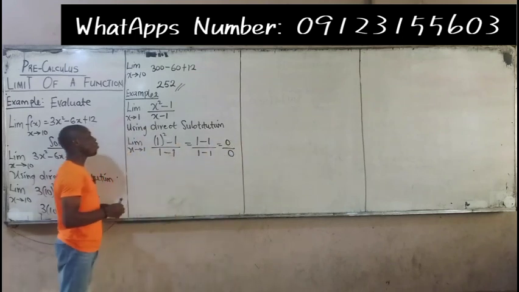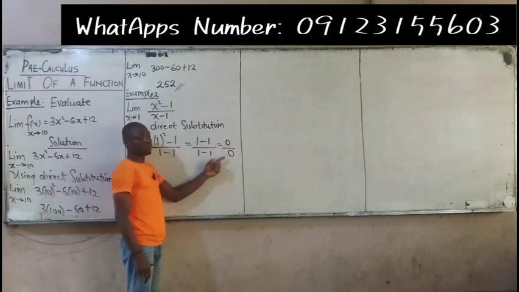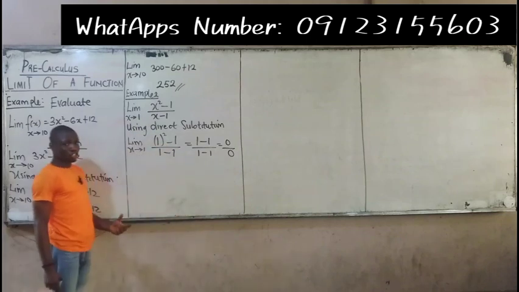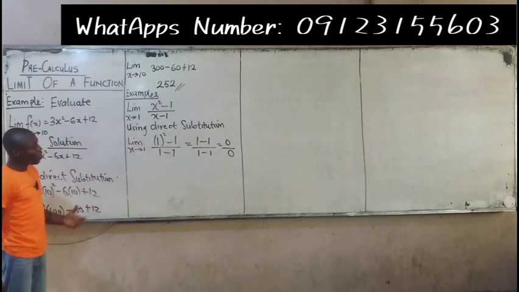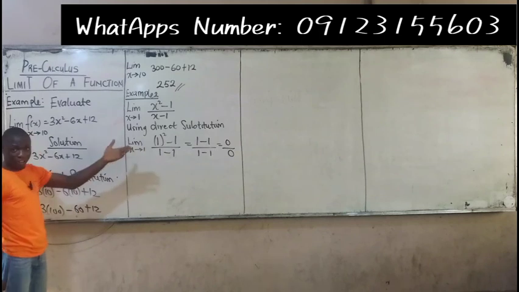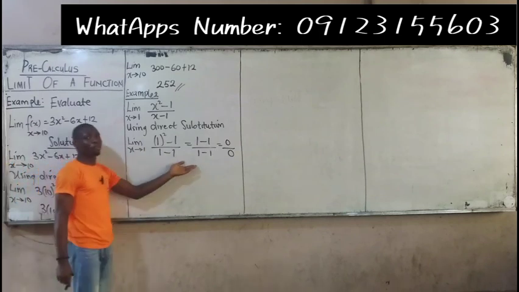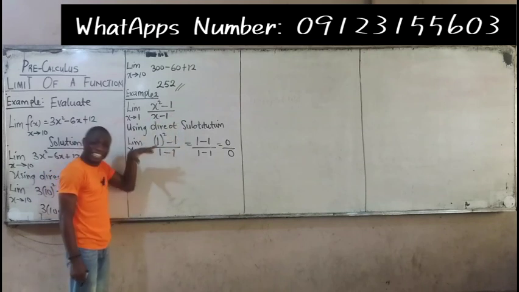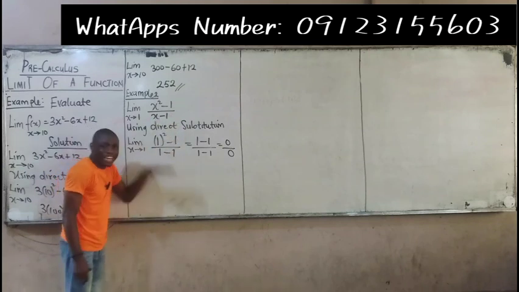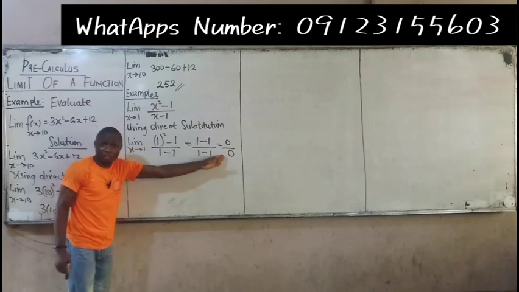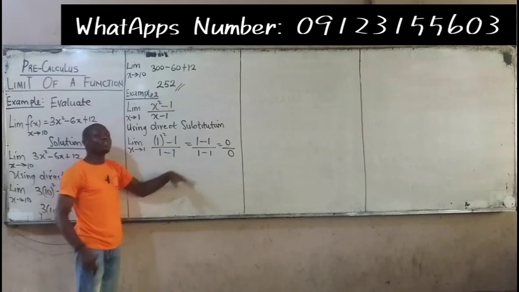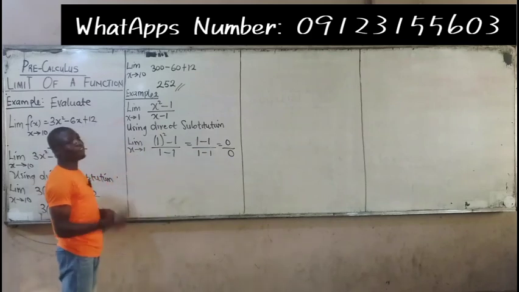So I'm having 0 over 0. So this is what? An indeterminate function, or undefined. I call it an indeterminate form. So this is not the correct way of solving this one. In this case, you can't use direct substitution here. It fails, so we have 0 over 0. So what do we do? At this point, we improvise.